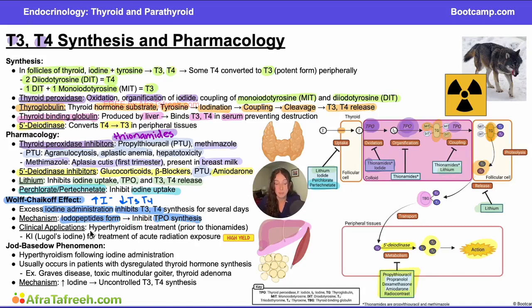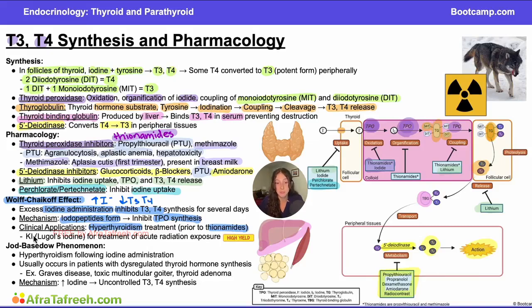Now, this can be incredibly useful. The Wolff-Chaikoff effect has been historically employed to treat hyperthyroidism before we got better drugs like our thionamides. Remember, our thionamides are propylthiouracil and methimazole. So before we had these drugs around, we could sometimes capitalize on the Wolff-Chaikoff effect to decrease T3 and T4 production in acute thyrotoxicosis or things like that.